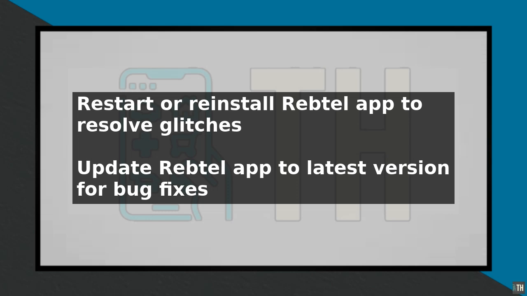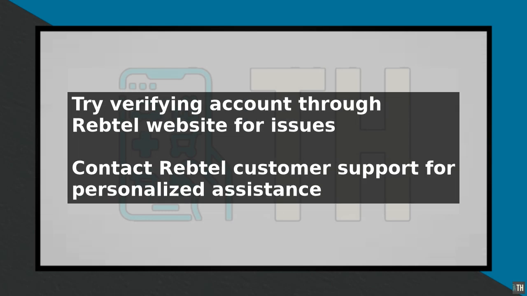To prevent future verification issues, make sure to keep your Rebtel app up to date, use a stable internet connection, and double-check your phone number entry. By following these steps and best practices, you can quickly resolve Rebtel verification failed issues and enjoy reliable and secure international calling services. Remember to always prioritize account security and follow the recommended troubleshooting steps to minimize downtime and ensure seamless communication.